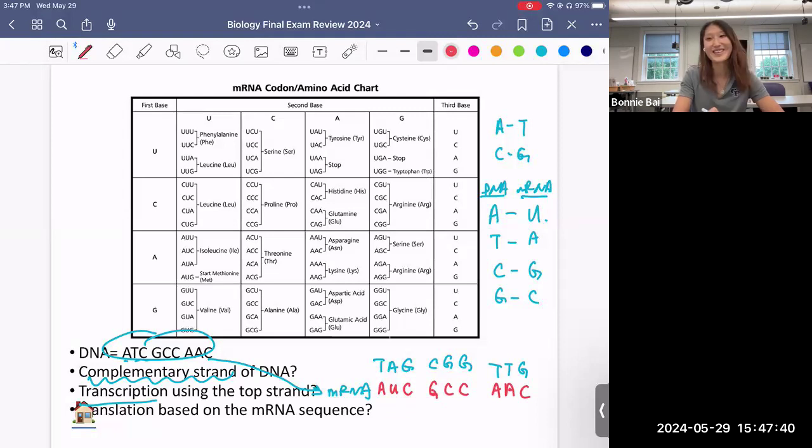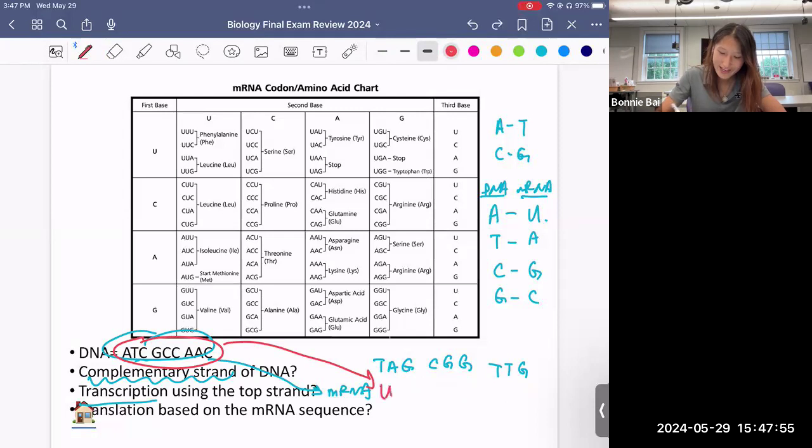Oh, see, this is why we read the question. Hold on. It says, my bad, it says to pair with the original. Pairing with the original. Okay, so redo. A pairs with T. Nope, there is no T. Oh goodness. A pairs with U. I'm going from here, okay? So that's the top strand, so the original strand. A pairs with U. There we go. T pairs with A. C pairs with G. So UAG.